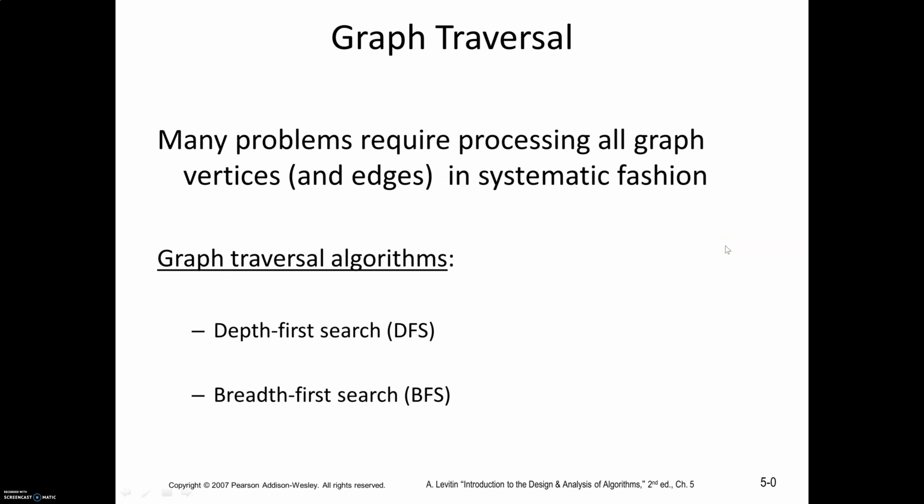Graph traversal algorithms: depth first and breadth first search algorithm. Both are examples of decrease and conquer. Here graph traversal means you are required to process all the vertices and edges of the graph in a systematic fashion, because you already know that a graph is a non-linear data structure, so you cannot process the vertices in sequential order. Some way of processing the vertices of the graph is required.